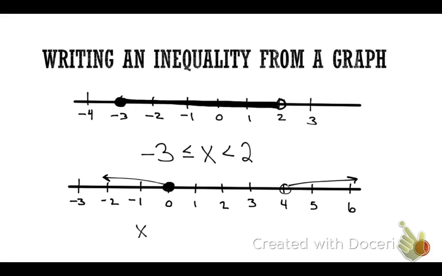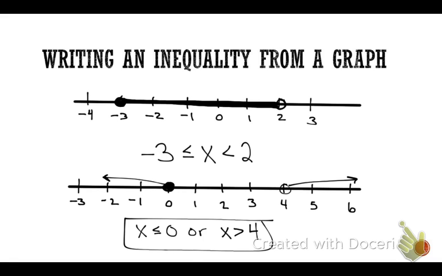Okay, on the first one, x is what? How does x compare to 0? Less than or equal to 0. Now I'm going to write my other inequality, or x is what? Greater than 4. Okay, so I have 2 separate inequality statements connected by the word or.